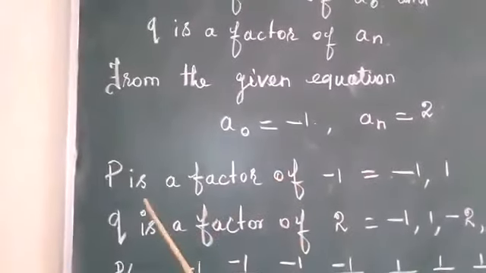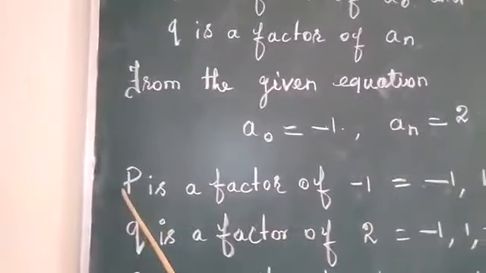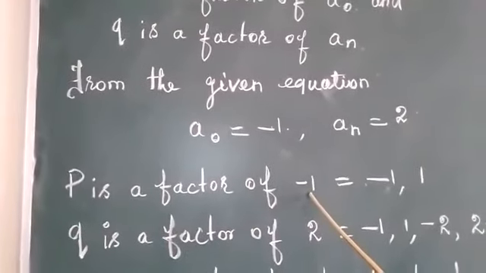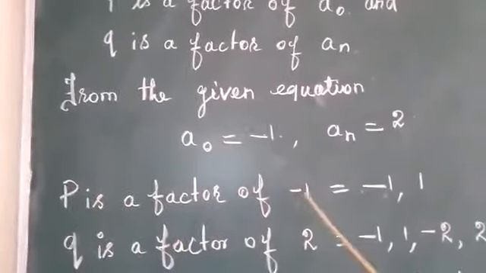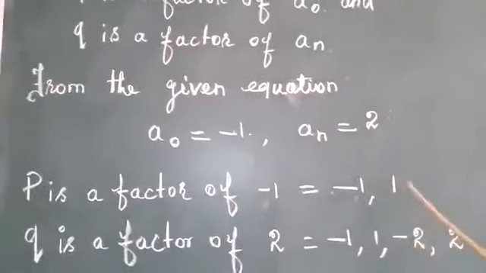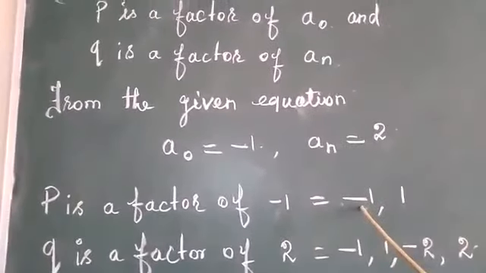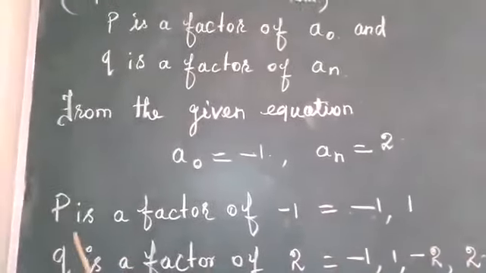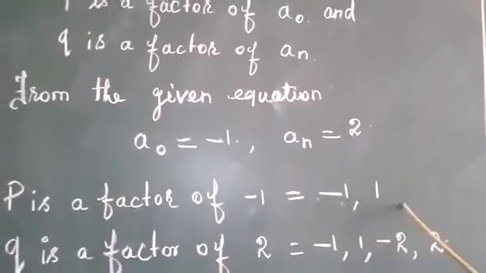Now we are going to find out p, the factor of minus 1. What are the values of p that can be the factor of minus 1? The meaning of factor is that the p values can divide this minus 1. Those values are minus 1 and plus 1, because minus 1 can be divided by minus 1, and in the same way minus 1 can be divided by 1. So we have chosen that p values must be minus 1 and 1.